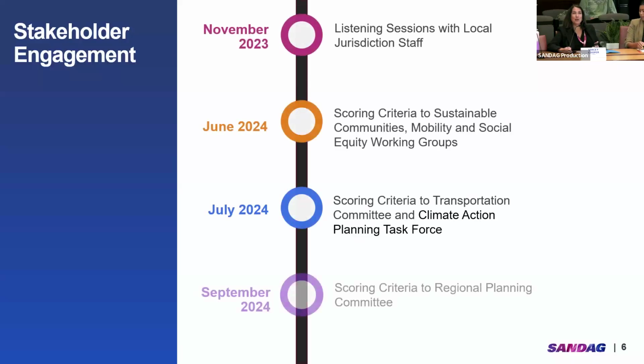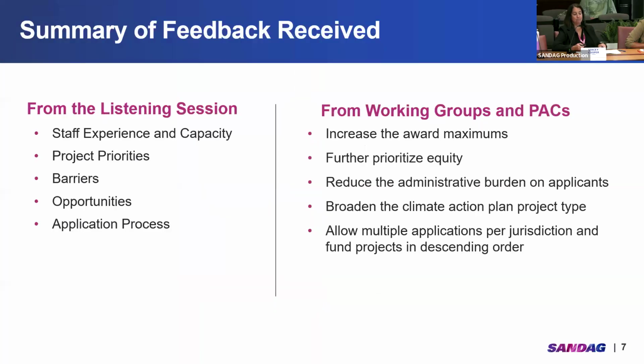Thank you, Goldie. Good morning, committee members. So this slide shows the timeline of stakeholder engagement that helped us develop the Cycle 6 call for projects. Last November, we held a listening session with local jurisdiction staff. From June through September, we brought the draft evaluation criteria to the Sustainable Communities, Mobility, and Social Equity Working Groups, the Transportation Committee, Climate Action Task Force, and the Regional Planning Committee for discussion and feedback.